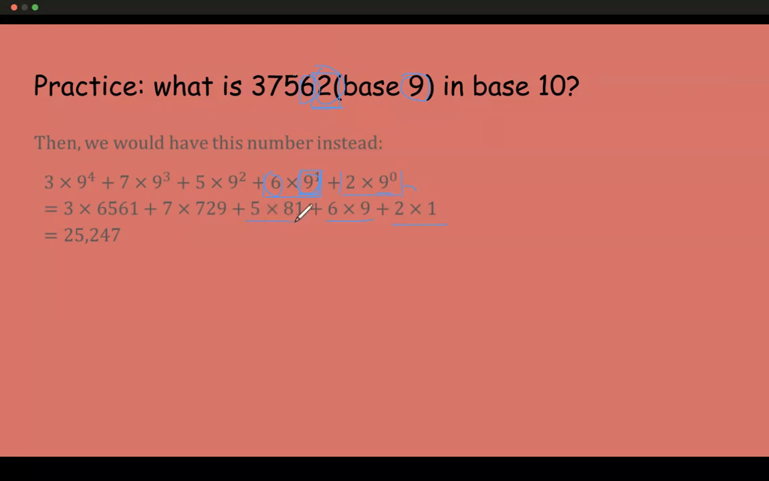And we just repeat the operation for the following numbers. And in the end, we add them all together. And that is 25,247. That's what 37,562 is in base 10 from base 9. Did you guys all understand this part?